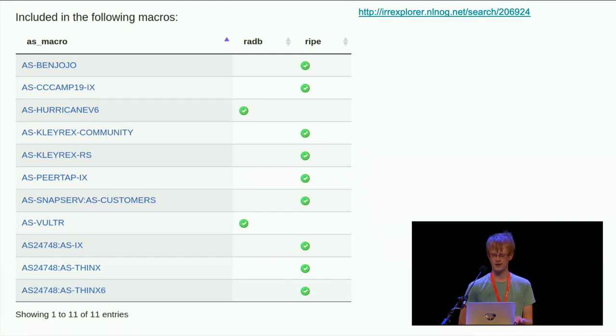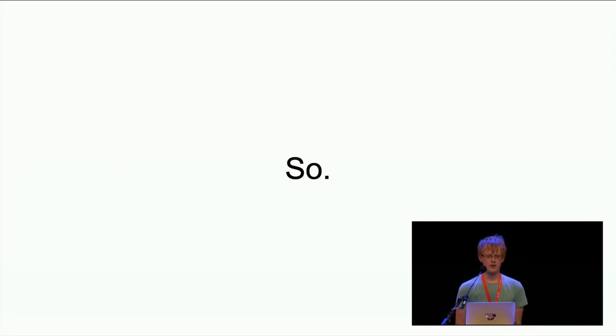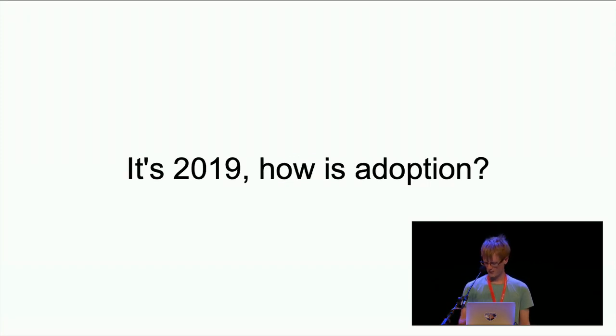If you're curious, this is a tool called IRR Exporter made by NLNOG. It's super handy if you want to check out who thinks they should be upstreaming you. So roughly speaking, definitely prefer RPKI over IRR databases, but still, if it's your last option, please do some filtering. So, it's 2019, and my clicker doesn't work. I'm just going to move it forward manually now.